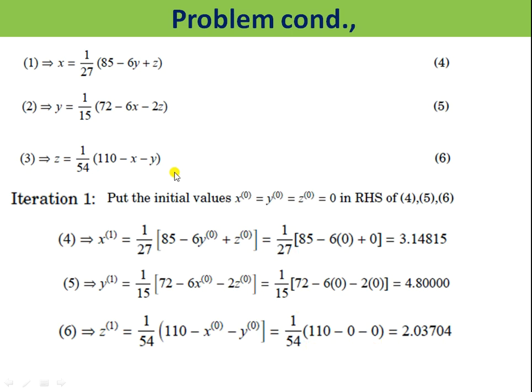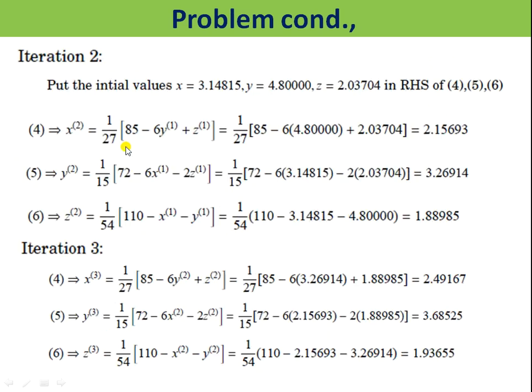Right? So I would like to move to the second iteration. For the second iteration, we take these values as initial values. So put the initial values x equal to 3.14815, y equal to 4.80000, z equal to 2.03704 in the right hand side of 4, 5, 6. So equation number 4, x power 2 is equal to what? For finding x power 2, I have to take the y power 1 and z power 1 values. What is the y value here? 4.80000. What is the z value? 2.03704. Just simplify this using a calculator. We will get 2.15693 as the answer.